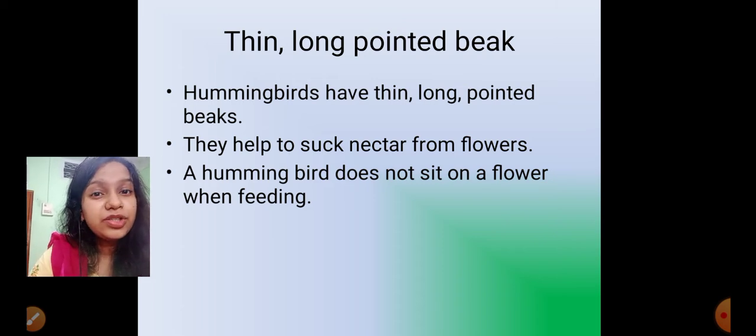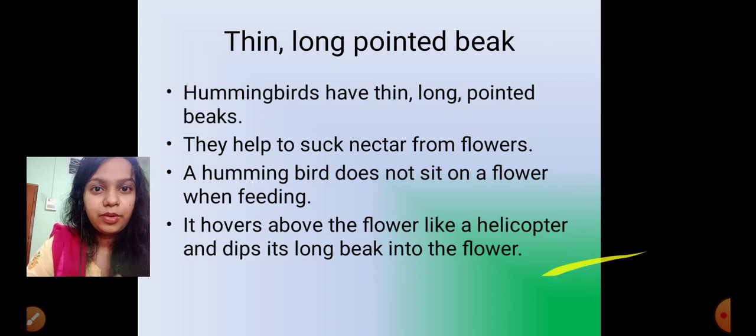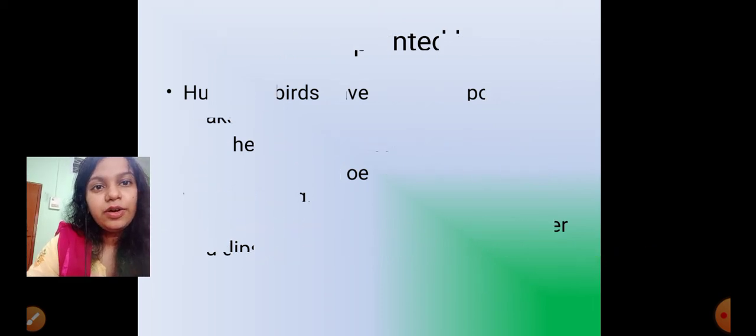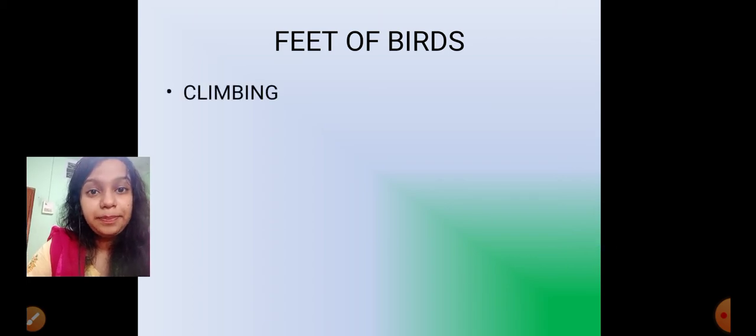A hummingbird does not sit on the flower when feeding. It hovers around the flowers, and what does it do? It uses its long, thin, pointed beak to suck the nectar out of the flowers. Alright? Okay. So far we have learned about the beaks of the birds, right children? And now what will we do? We will learn about the feet of the birds.